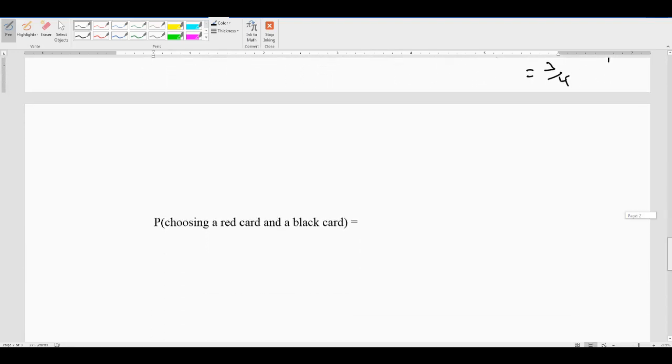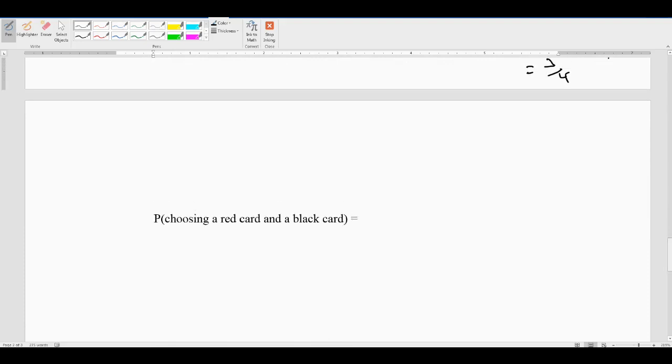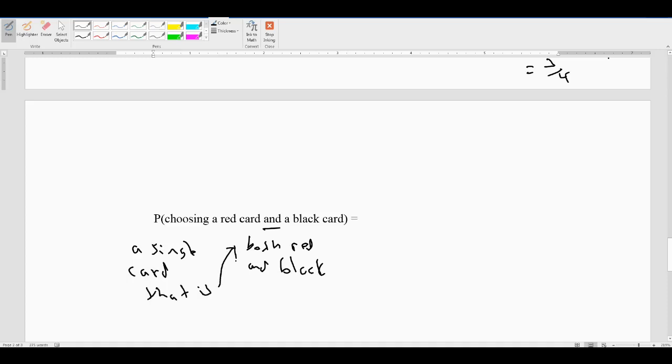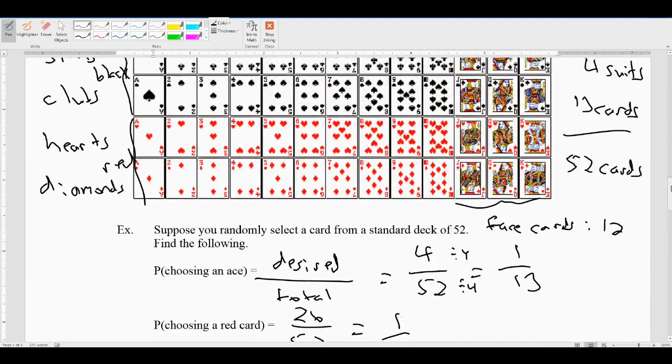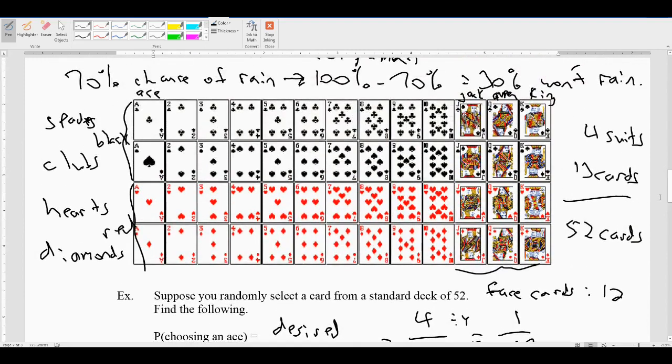And then probability of choosing a red card and a black card. The and means the card has to be both. Red and black. A single card. Both red and black. Do you see any card that is both red and black? Do you see one?